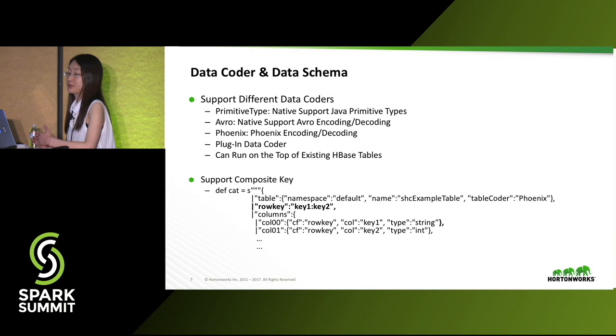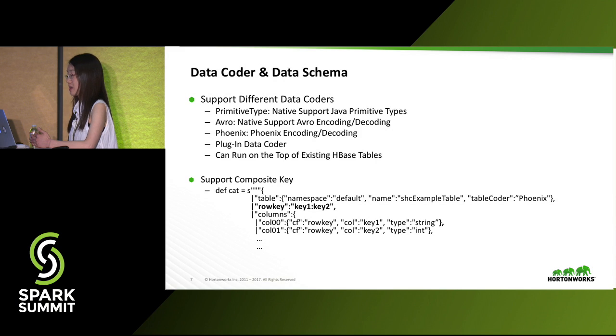Although defaulting to the primitive type coder seems convenient, it is susceptible to future changes. For example, with HBase going forward, backwards compatibility needs to be properly handled. And the Phoenix encoder and decoder support composite keys very well. So the default should use a more standard and well-tested format like the Phoenix encoder and decoder. Users can also implement their own data coder because SHC supports pluggable data coders.